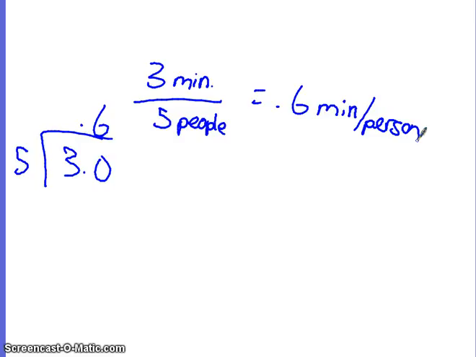Now, we don't know with any certainty that the next 18 people are going to go at that same rate, but we're going to assume they are. How long do you have to wait then for the rest of the time? Well, what's going to be your wait time? W equals 0.6 times, well, how many people do you have left? 18.